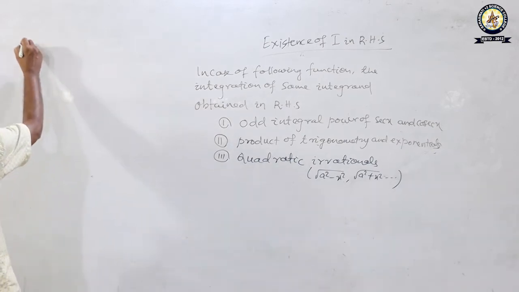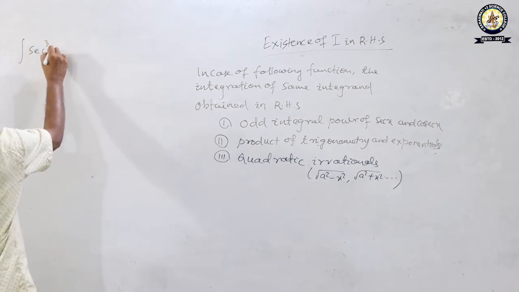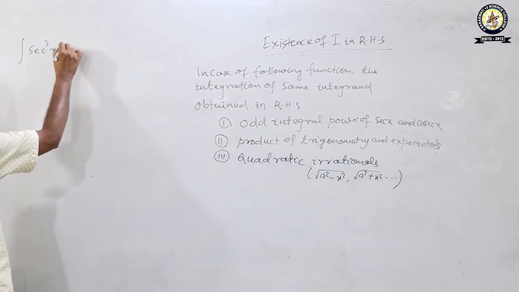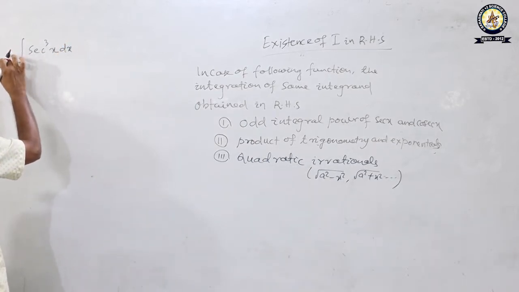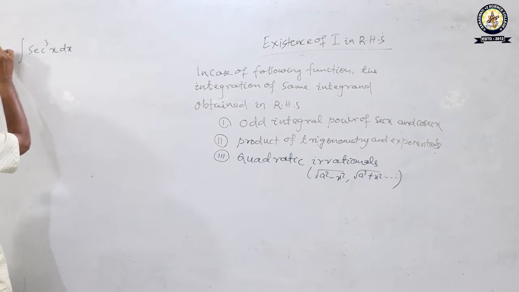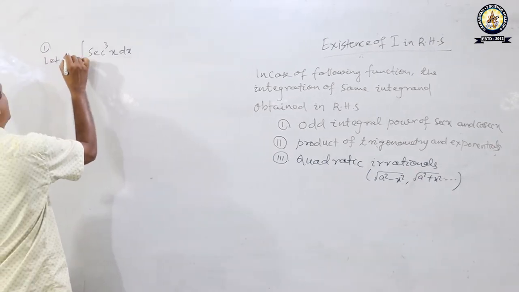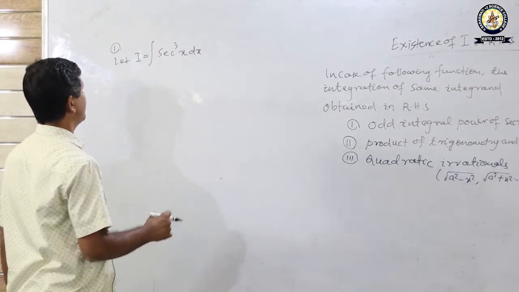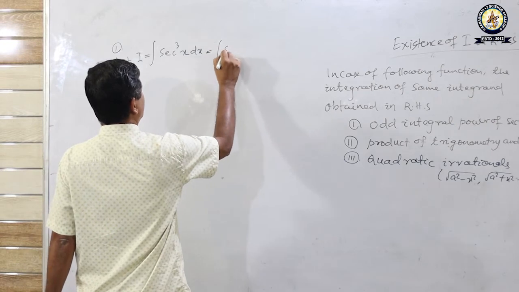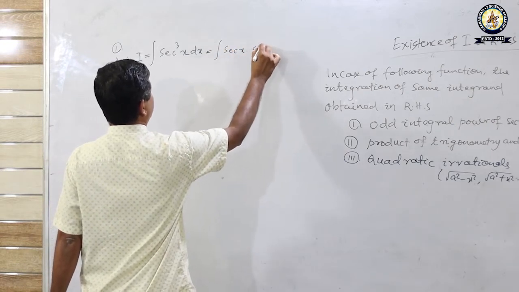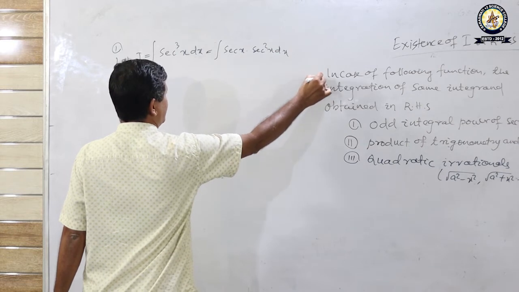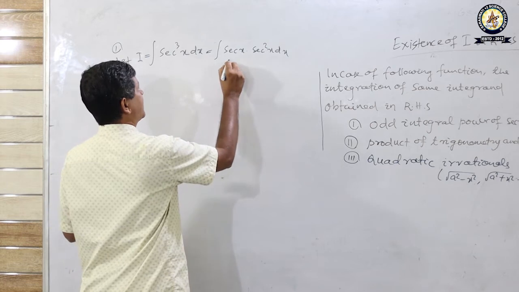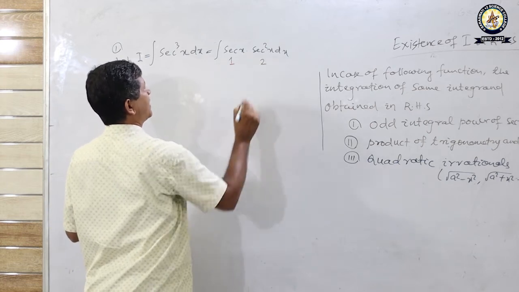In case of odd integral power of sec x, how to integrate? Come to integration of sec cube x into dx. Let I equal integration of sec cube x into dx, that is equal to integration of sec x into sec square x into dx. Right? Here sec x will be taken as the first function, sec square will be taken as the second function.